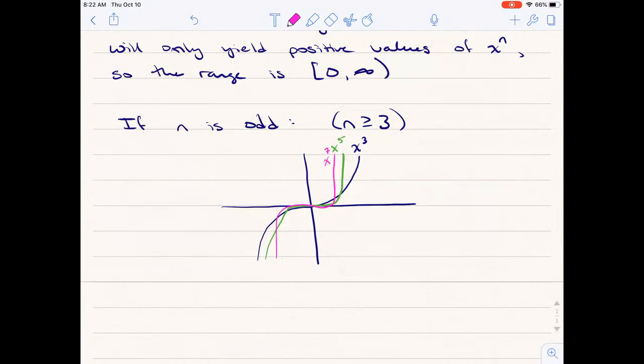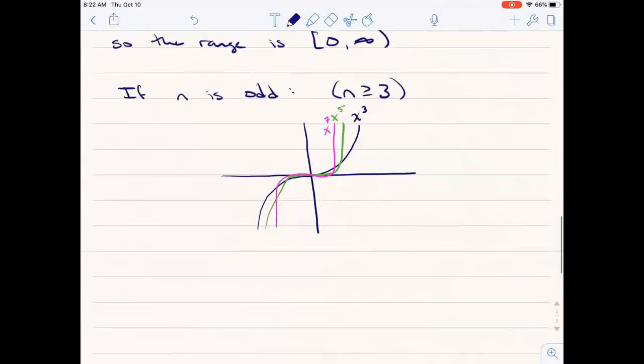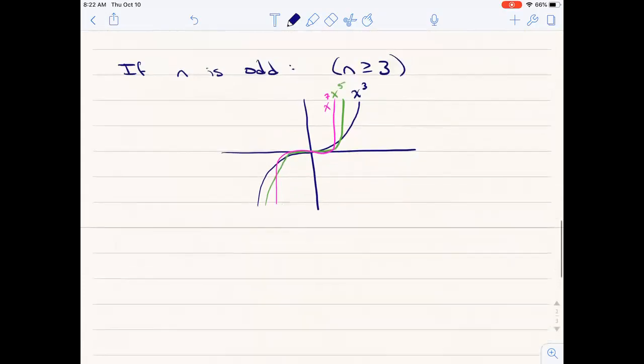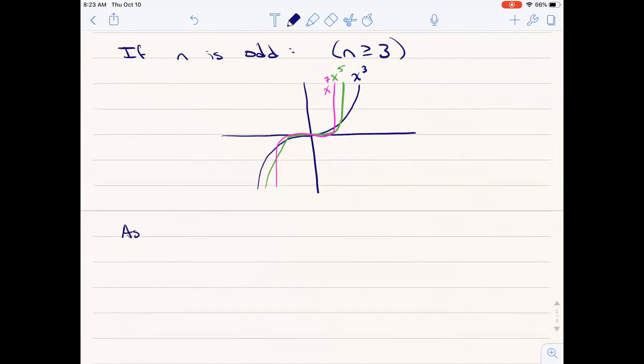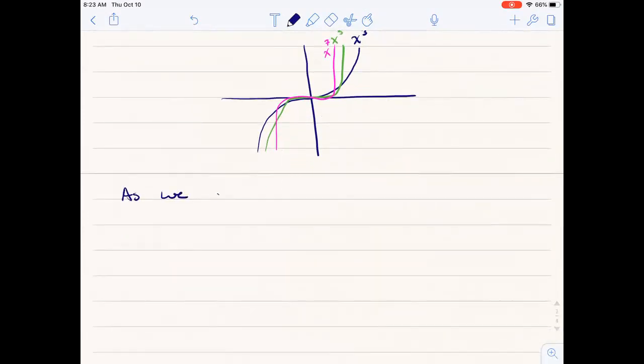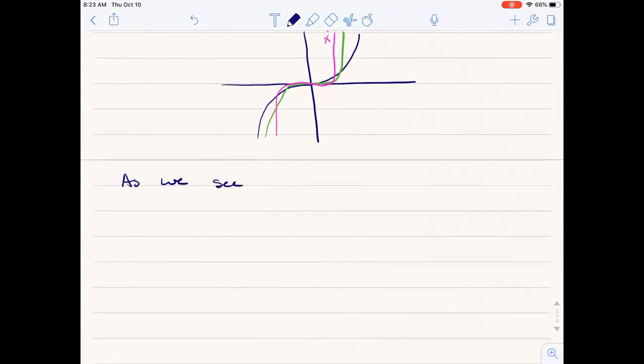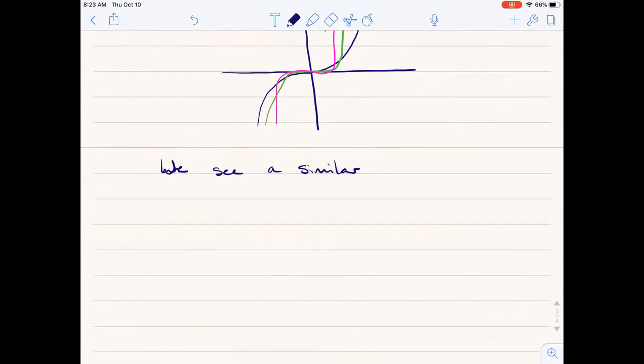There. Same idea, same description. Okay, so that's the shape for the odd power. And so we see a similar pattern.